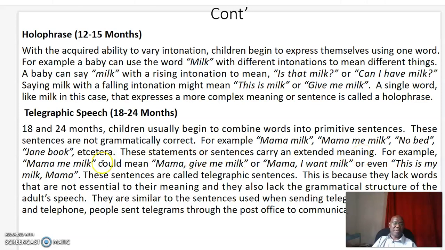For example, mama me milk could mean mama give me milk, or mama I want milk, or even this is milk, mama. These sentences are called telegraphic sentences. This is because they lack words that are not essential to their meaning, and they also lack the grammatical structure of the adult speech. They are similar to the sentences used when sending telegrams. Before emails and telephones, people sent telegrams through the post office to communicate quickly.